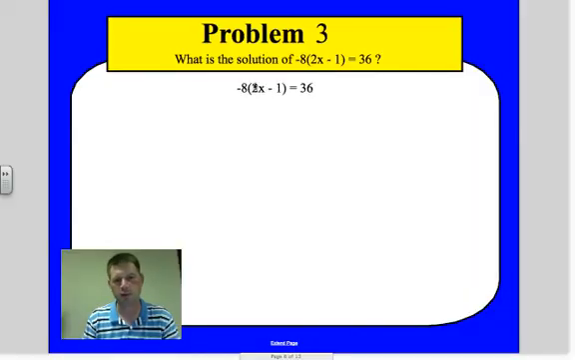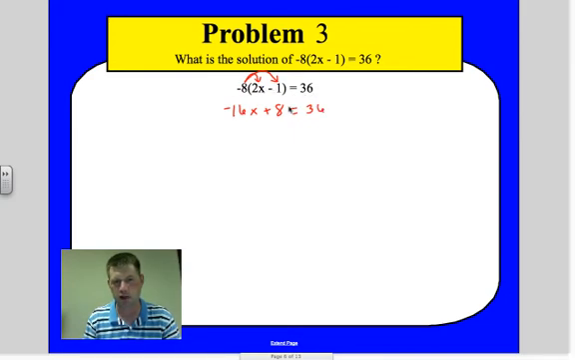Okay, well, let's look at problem number 3. What is the solution of negative 8 times (2x minus 1) equals 36? Okay, so we're going to take this negative 8 and we're going to actually distribute. You can do this other ways, but right now we're going to show you how to distribute. Negative 8 times 2x, you get negative 16x. Negative 8 times negative 1, you get a positive 8 because two negatives. That's equal to 36.